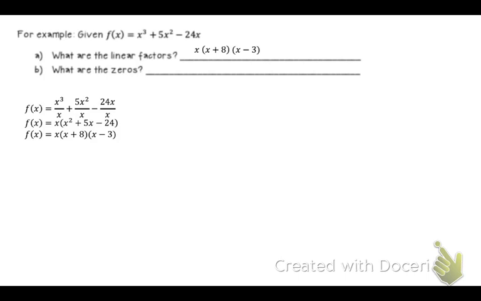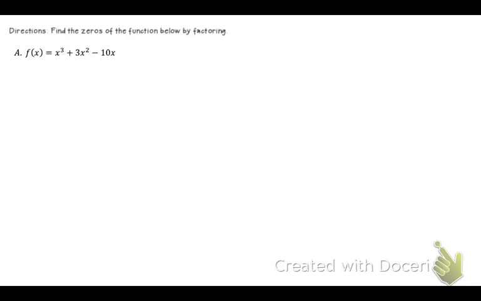The zeros, you set each of those equal to 0. So x equals 0 is one of them. x plus 8 equals 0 is another. x minus 3 equals 0 is another. That second one, you can subtract 8 and you get x equals negative 8. Add 3, you get x equals 3. So the zeros are 0, negative 8, and 3. Cool? Let's do this one.